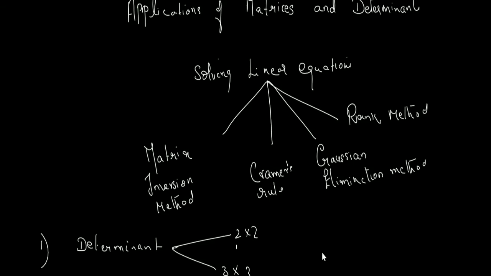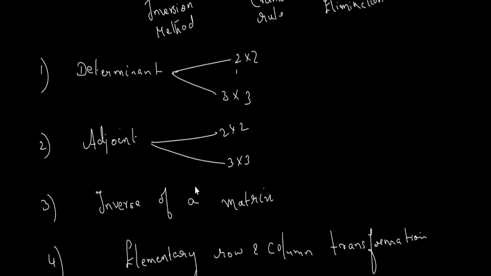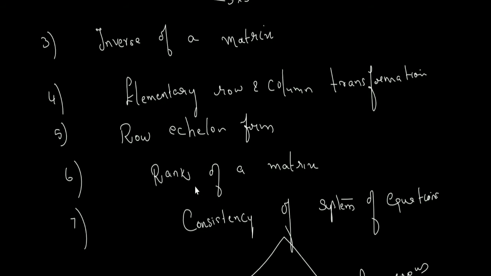So you should know all these 4 methods: matrix inversion, Cramer's rule, Gaussian and rank method. 5 marks will come from these. And then you should know the basic concepts: determinants, inverse, elementary row transformation, row echelon form. So note it down and then do one sum from this.